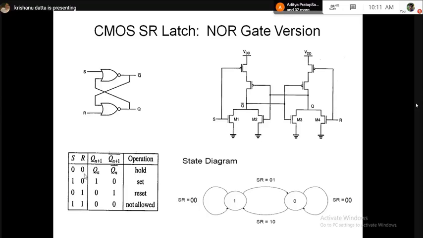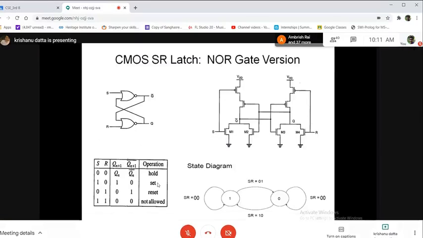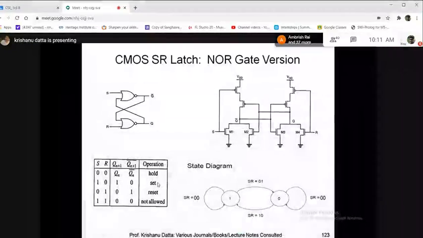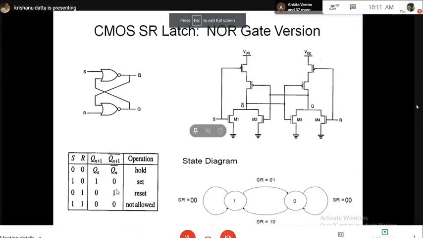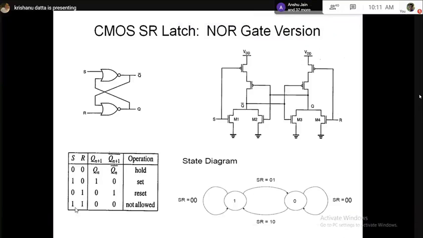When S and R are 0, output holds the value. When S, R is 1, 0, output is set. This means Q is 1, Q bar is 0. When S, R is 0, 1, output is reset. This means Q is 0, Q bar is 1. And S, R of 1, 1 gives both outputs 0, 0. So that is a not allowed state.